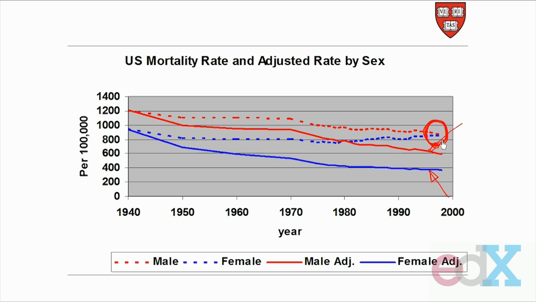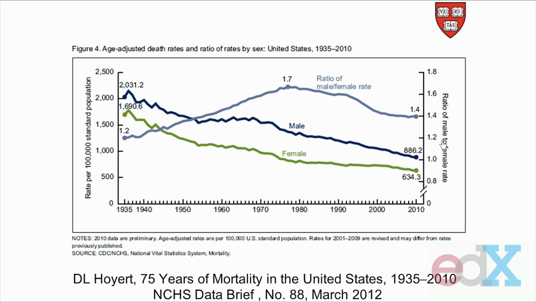In fact, if we take the ratio of the male to female rate, yes, it's coming down since the late 70s. That's when it reached its peak of 1.7. It's coming down now to 1.4, but it's still very much there. So be careful and just use the appropriate age adjustment when making comparisons.